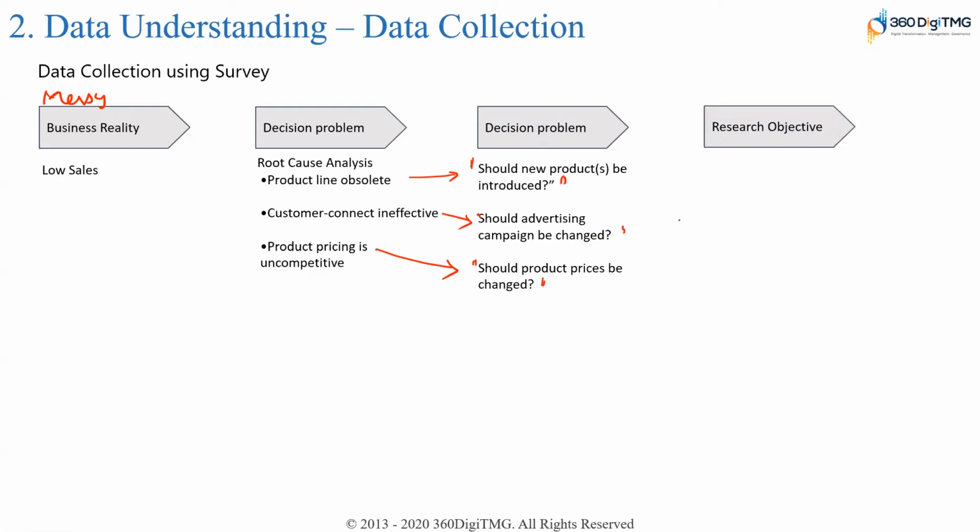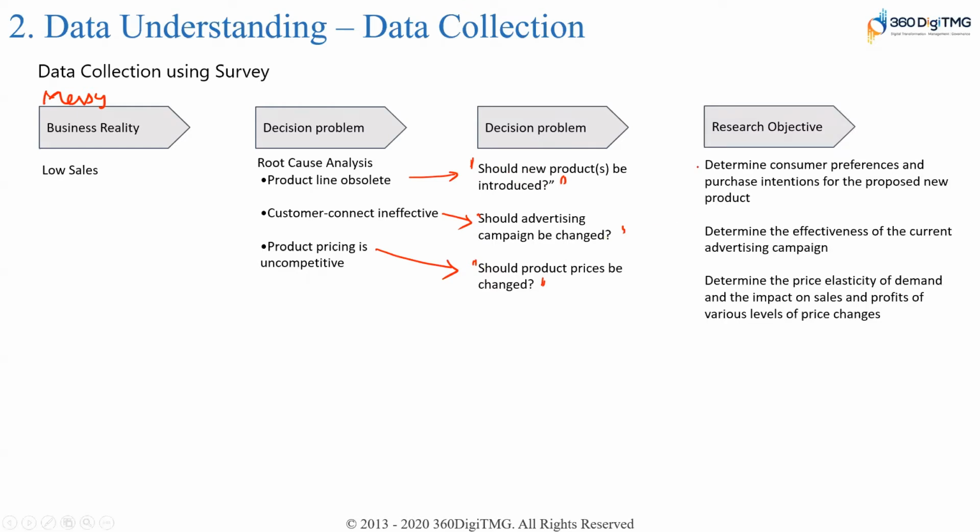For each of these, you come up with research objectives. Should a new product be introduced? Then for that, you have to use a verb and an object. The verb is you want to determine. What do you want to determine? Consumer preferences and purchase intentions. So this is your object.